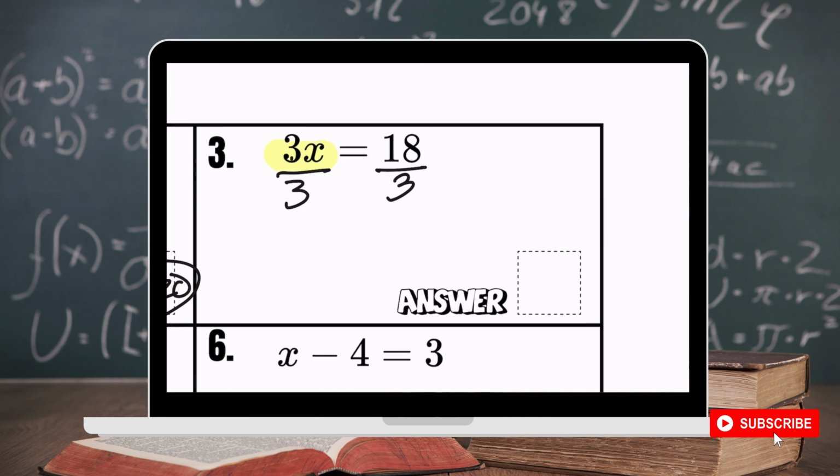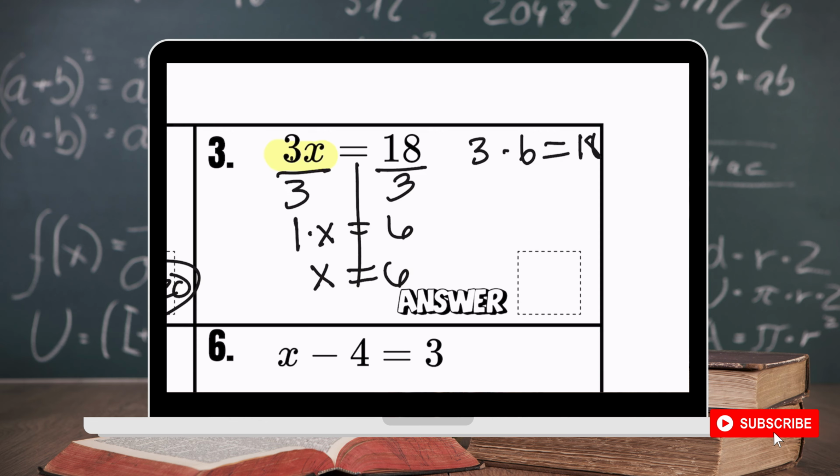And 3 divided by 3 is 1, and 1 times x, any number times 1 equals itself. That's how we get x. And then 18 divided by 3 equals 6. So x equals 6. Same thing, if you think about it, what number times 3 gives us 18? Yeah, 6. If I have my multiplication times tables memorized, I know it's 6. 3 times 6 is 18. So x equals 6 is my answer for number 3.